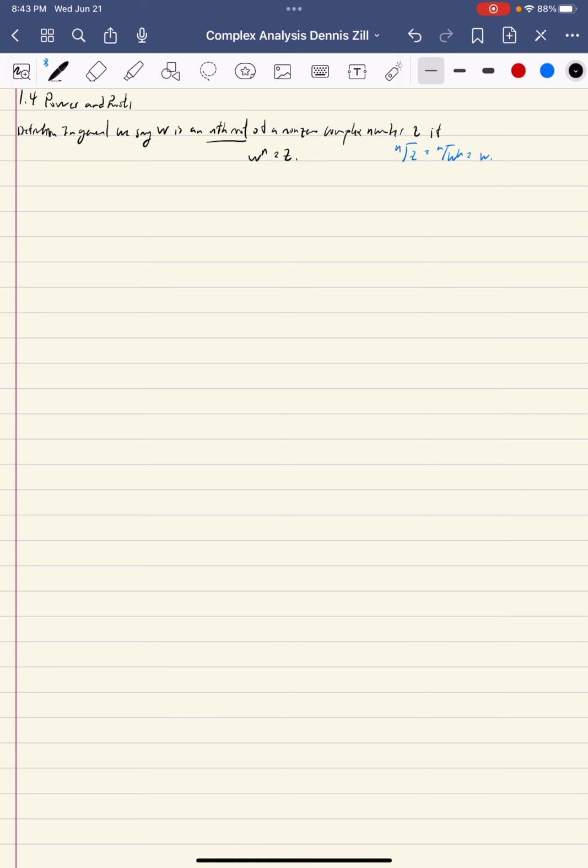Just to note, suppose Z is equal to R (cosine theta plus i sine theta), and W is equal to rho (cosine phi plus i sine phi), right? So that is the theorem. Suppose roots.